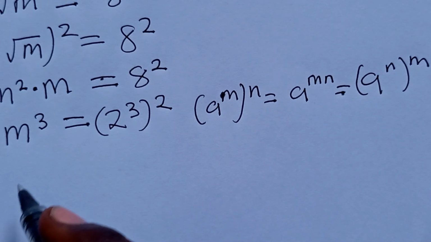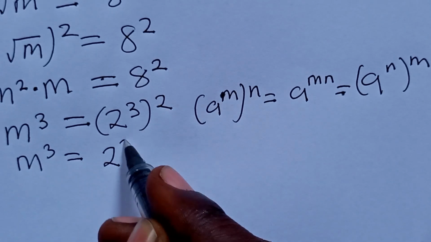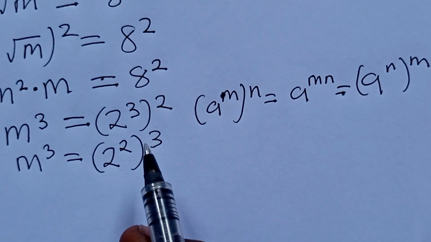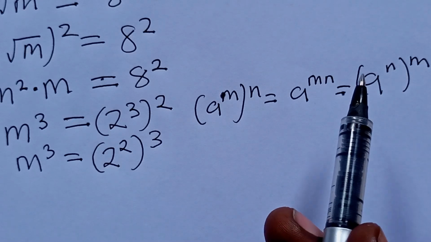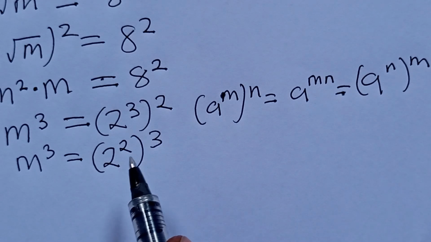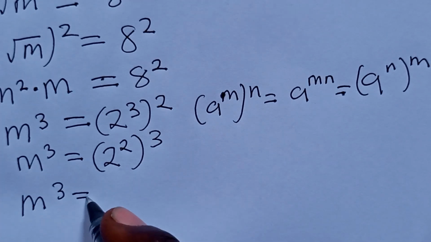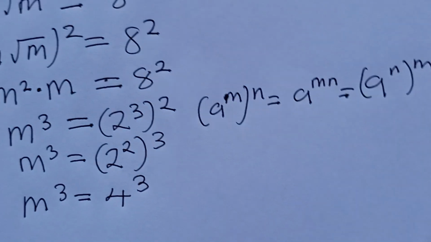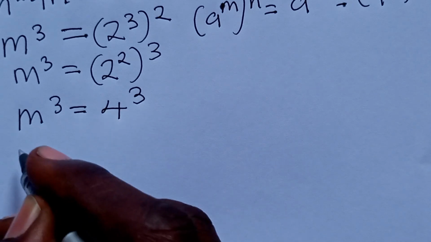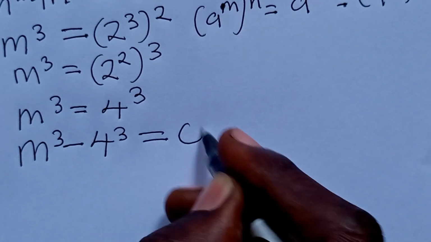So applying that here, m cubed equal, this can be written as 2 to the power of 2 all to the power of 3. We actually apply this here because this is commutative, either n times m or m times n. So hence we can write this as this. So now we have m to the power of 3 equal 4 cubed. If this is what we have, we can bring down 4 to the power of 3 to the left hand side so that we have m cubed minus 4 cubed equal 0.